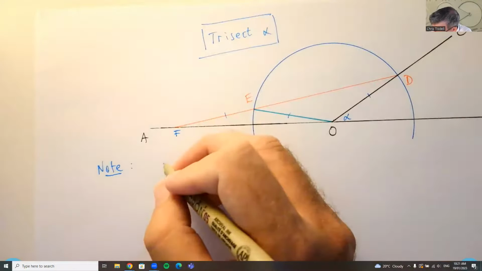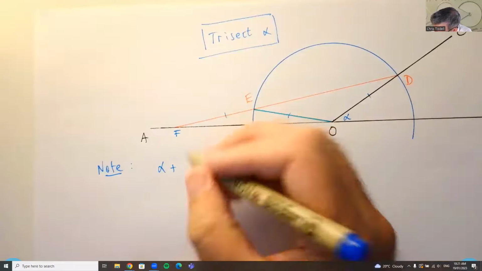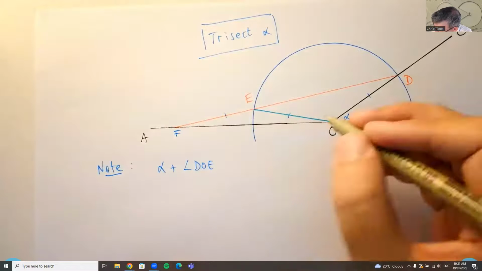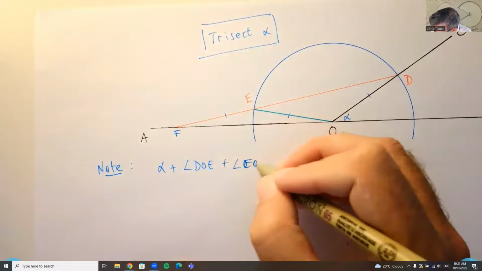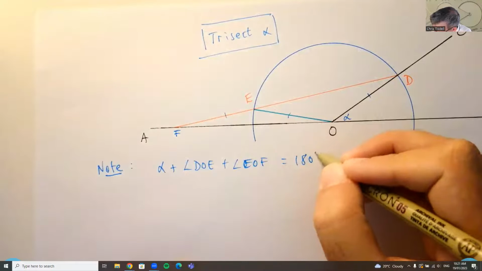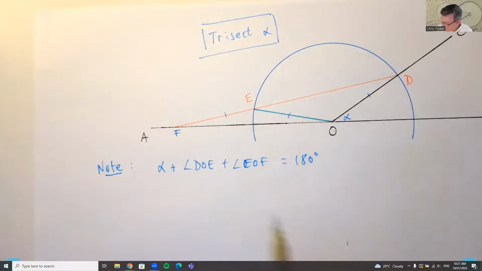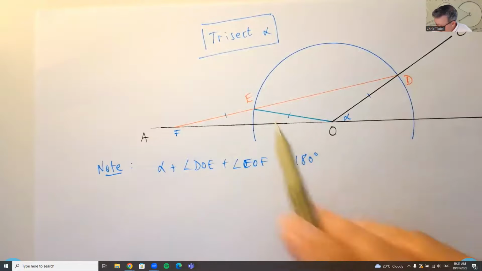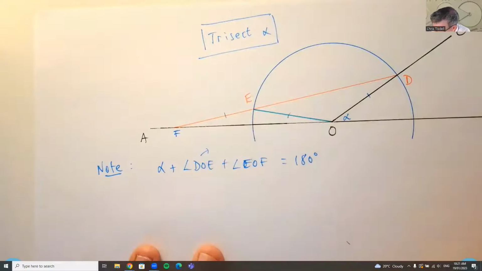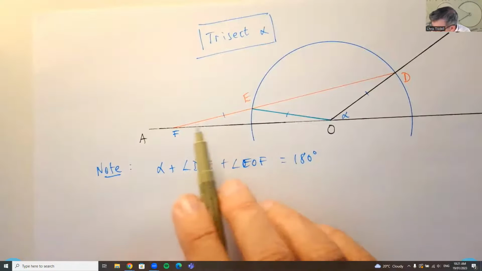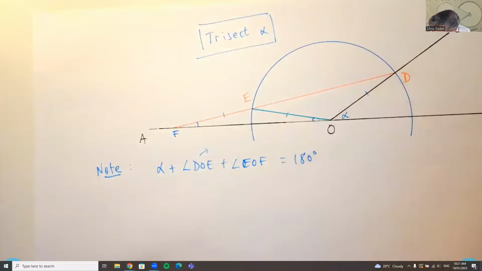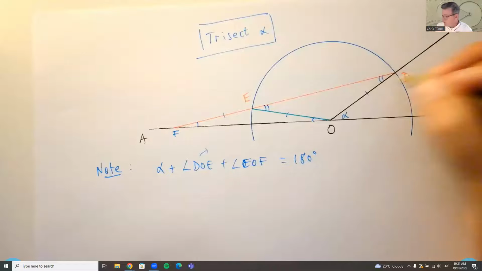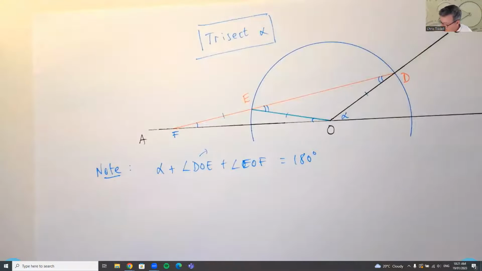So angle alpha plus angle DOE plus angle EOF equals two right angles, right? 180 degrees. Okay, and what we're going to try to do is get DOF in terms of angle FOE. So that angle and that angle are equal. That angle and that angle are equal because of isosceles triangles. Okay, so that's really what we want to work on here.